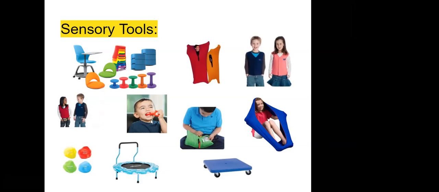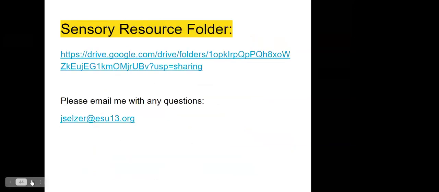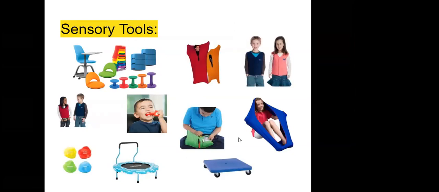Chewy items, little fidget pad. It's also weighted, but it also has some little fidgets on it, and it's easy to make with rice. Look at Pinterest. These are like Theraputty or squeezy balls, trampoline, and a scooter board. And I don't have it on here, but a visual timer is a great tool to have.